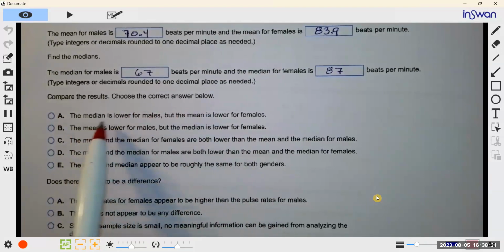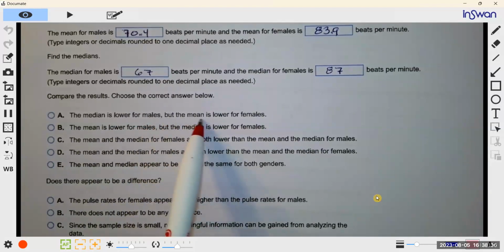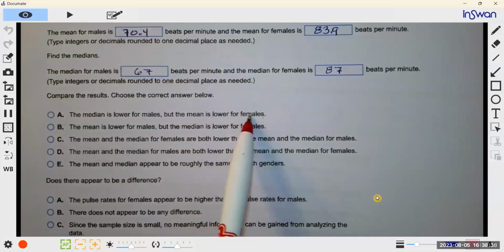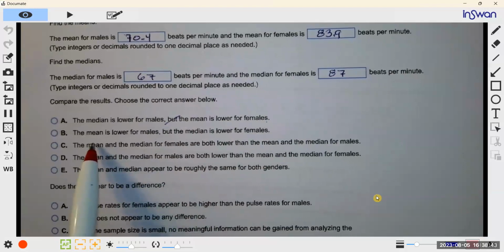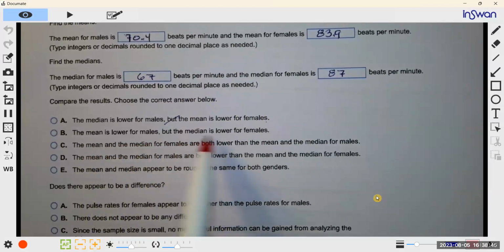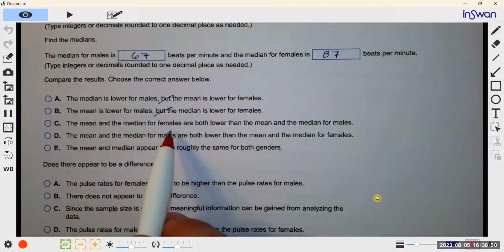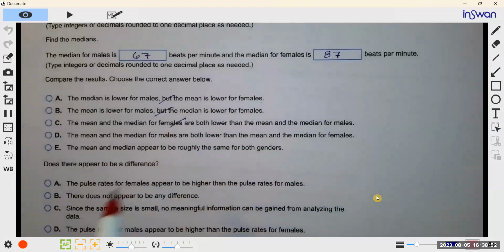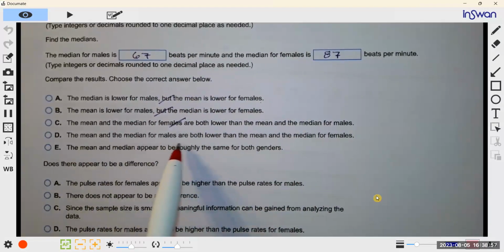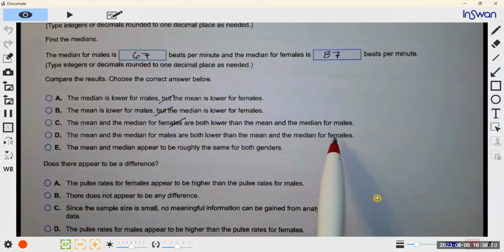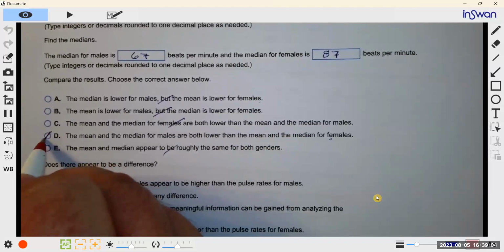Choose: the median is lower for males, but the mean is lower for females? That one's not right because both are lower for males. The mean is lower in males, but the median is lower? No, that's not right. The median and the mean for females are both higher than males. The mean and median for males are both lower than females. Okay, that one's right. They're not the same, so the answer is D.